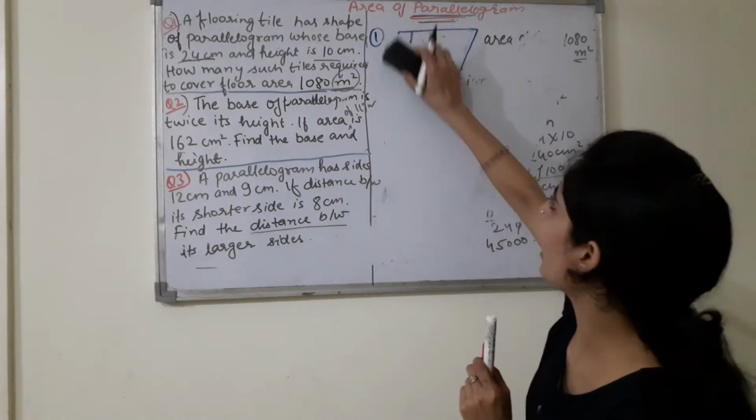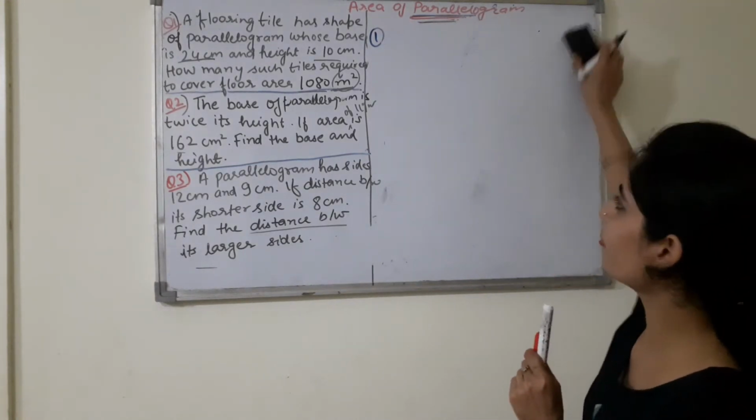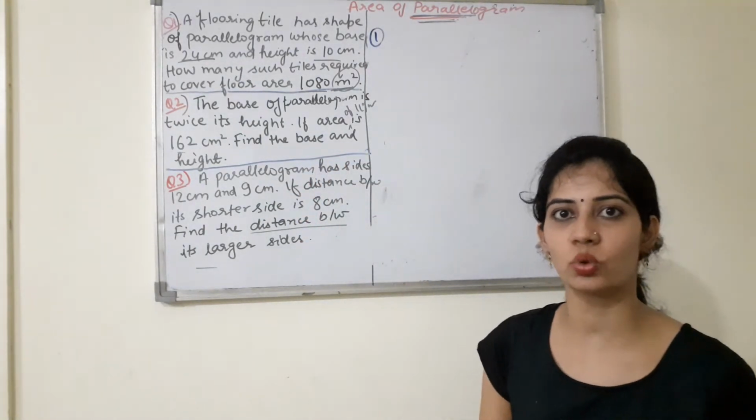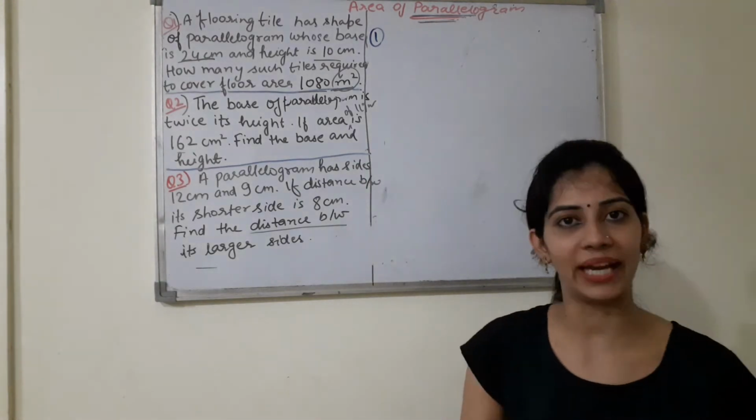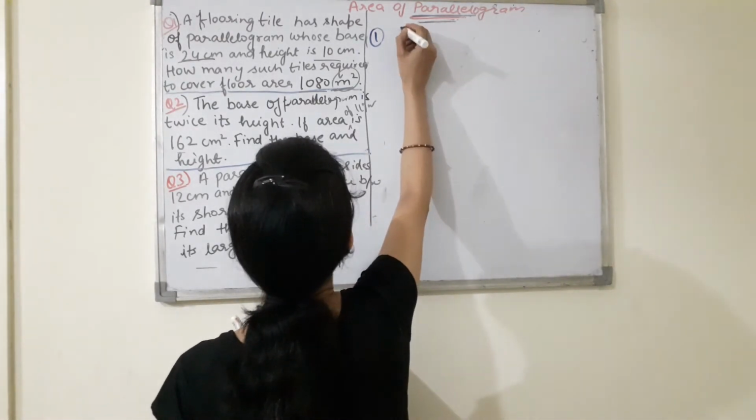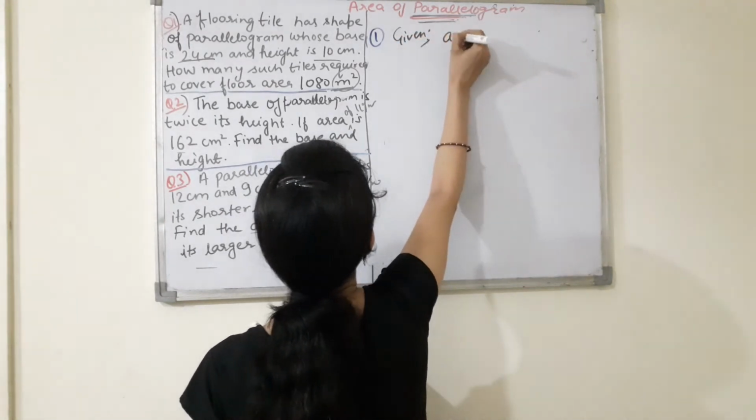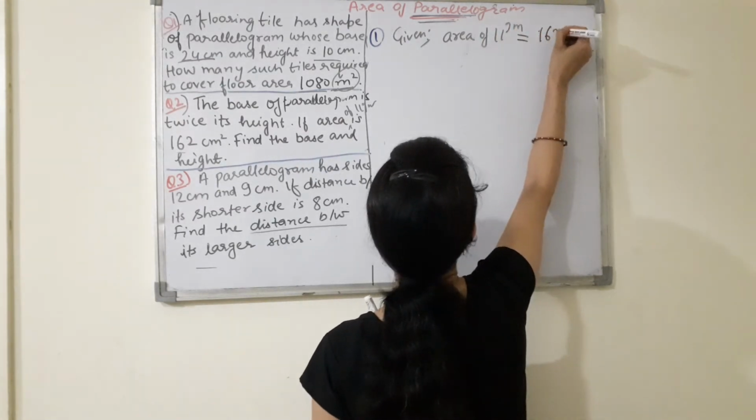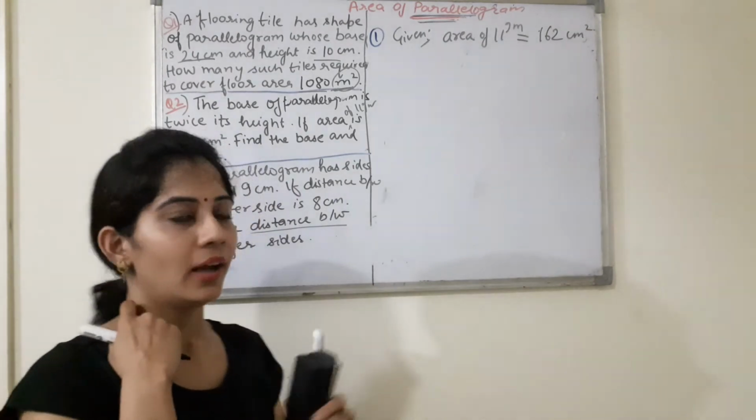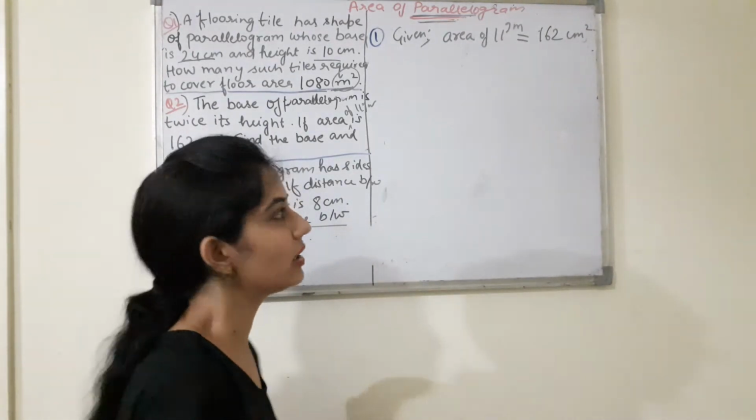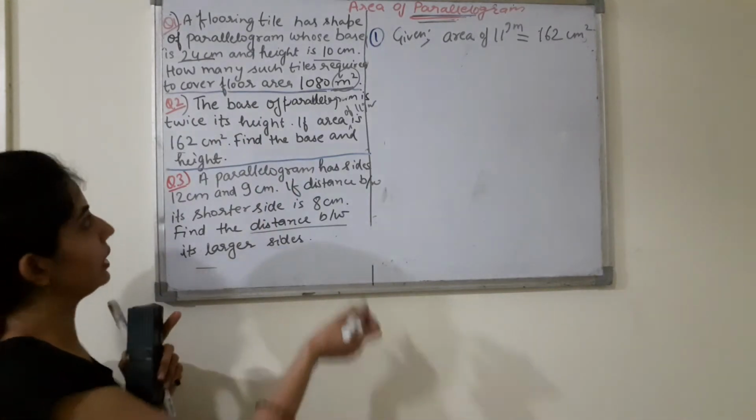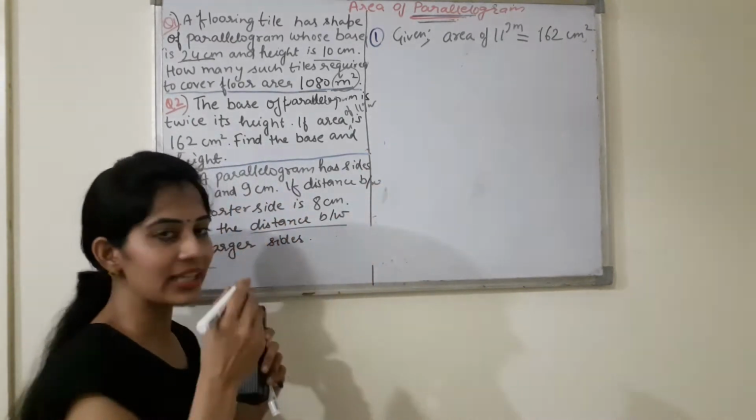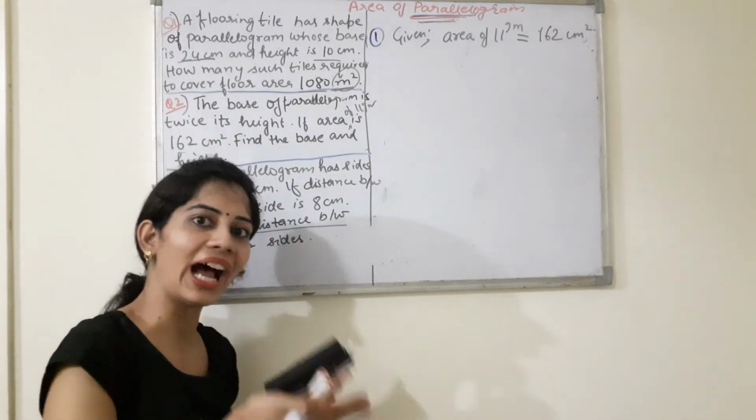So in the next question, it is given that the base of the parallelogram is twice its height, and the area of the parallelogram is 162 centimeter square. You have to find the base and its height, right? So first, the area of the parallelogram is 162 centimeter square. Base and height are both not given, right? But the information given is that the base of the parallelogram is twice the height. It means now you consider base as b and height as h.